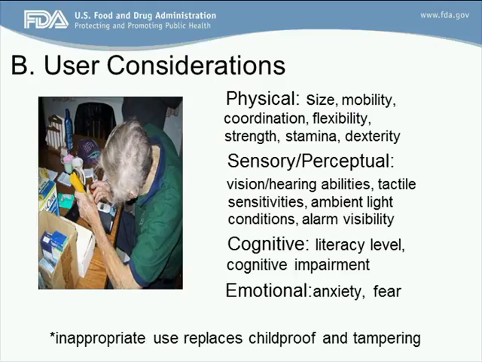And here, this is where we had the statement where we moved childproof and tampering. So if you look under user considerations in the first paragraph where we explain what user considerations is, we do say you should consider that children or adults might interact with the device in inappropriate ways. So that's how we replaced childproof and tampering. We did get a lot of comments on that during the draft comment period where people said, let's not use childproof, let's not use tampering. They have bad connotations, and childproofing really is not a term that is used all that often. So that's why we changed it to inappropriate use.